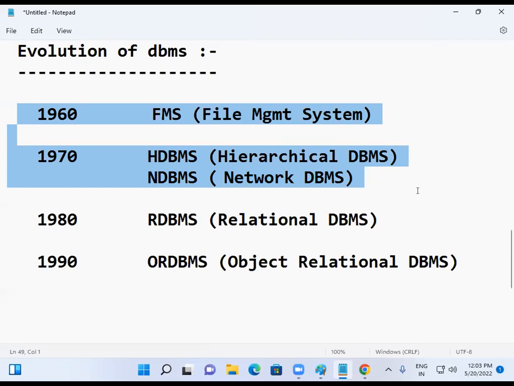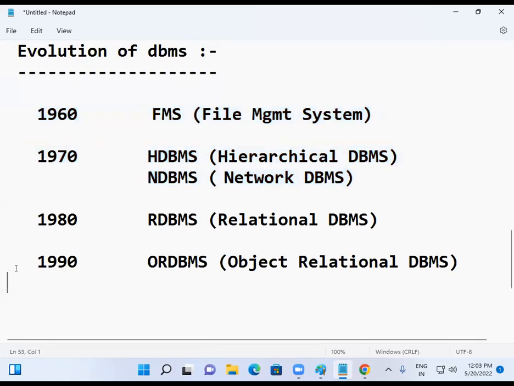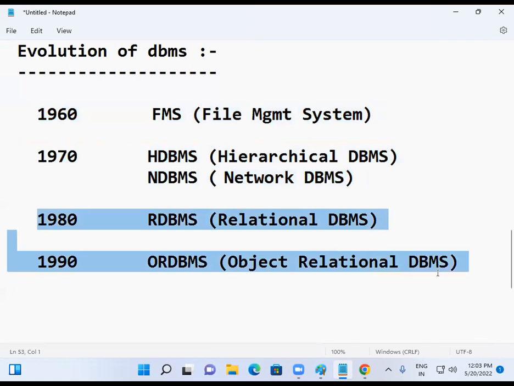Nowadays, companies are using only two: RDBMS and ORDBMS. What you need to know is about RDBMS and ORDBMS. You don't need to learn HDBMS and NDBMS. Nobody will ask, as they were outdated some years back. So we start with RDBMS.